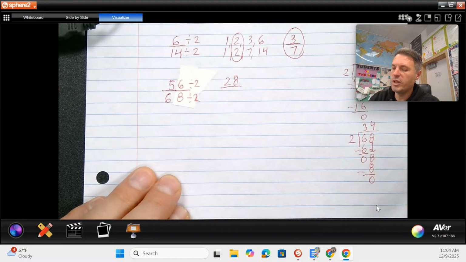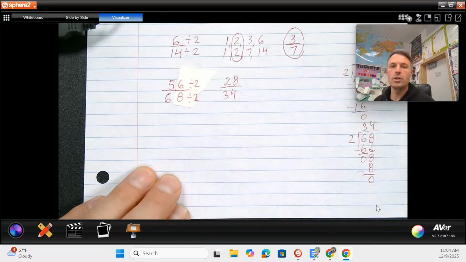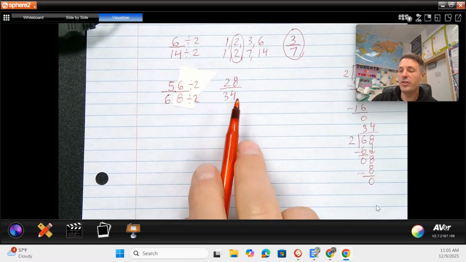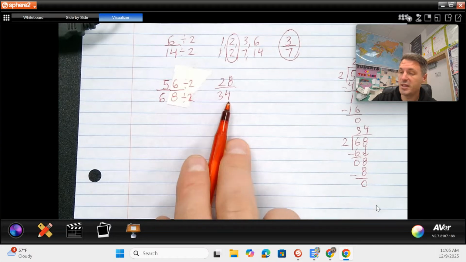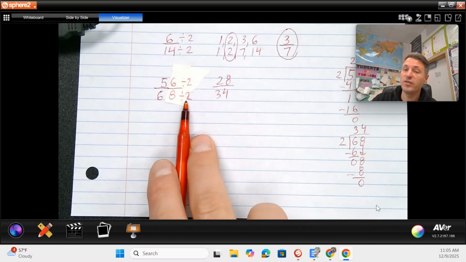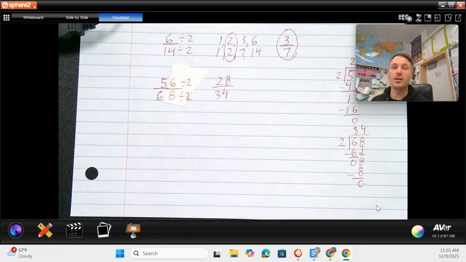So we have 28 over 34. Now, this fraction and this fraction are both equivalent fractions. But this is not in simplest form because we didn't find the greatest common factor. We just found a common factor, but not the biggest one. That's okay. All we have to do is simplify it again.